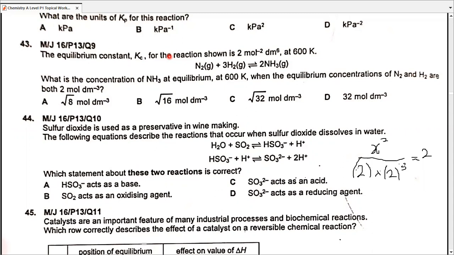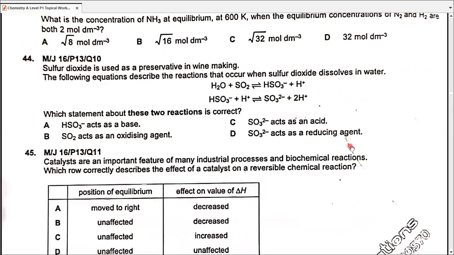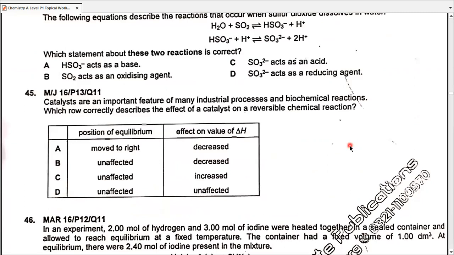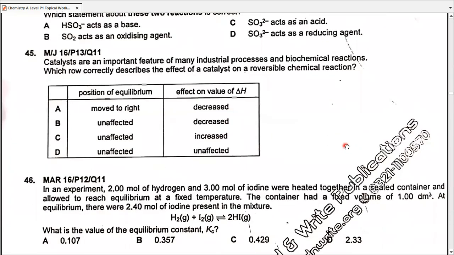Let's get 44. It's too easy. So yeah, this one, 45. Although it's easy, you need to do at least one question like this.